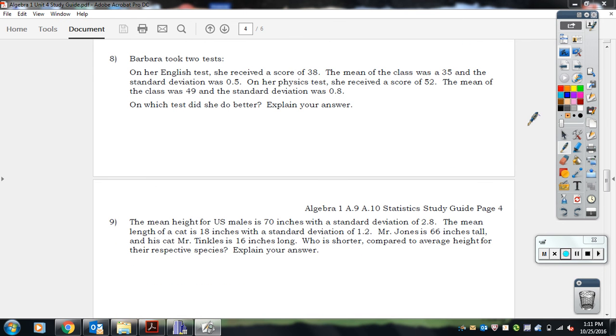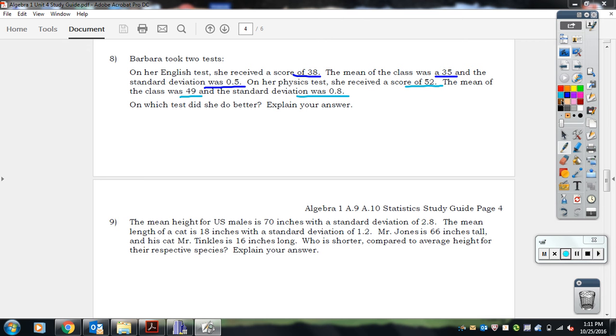Last question we'll do for this one. Question 8, Barbara took 2 tests. On her English test, she got a 38. The average was a 35, and the standard deviation was 0.5. On her physics test, she got a 52. The average was 49, and the standard deviation was 0.8. On which test did she do better? It's really relative to her classmates. She did better on physics in raw score. But relative to her classmates, we take the average and the standard deviation into account.